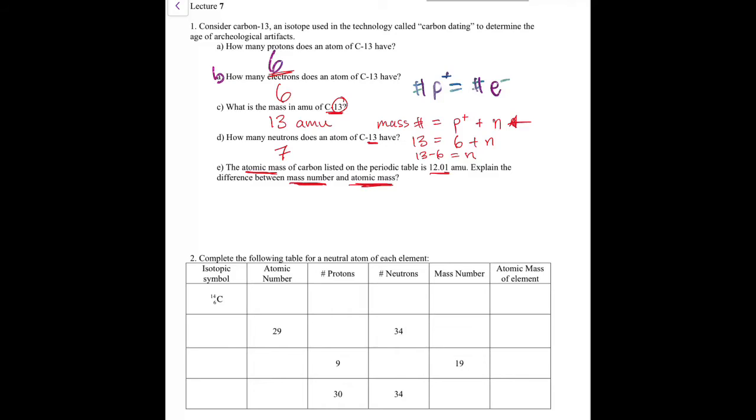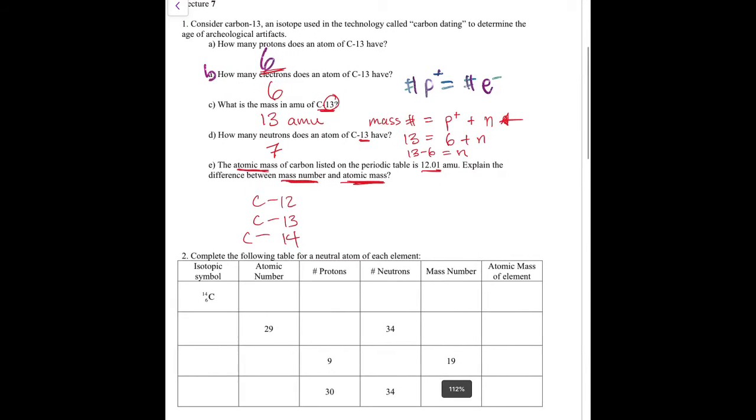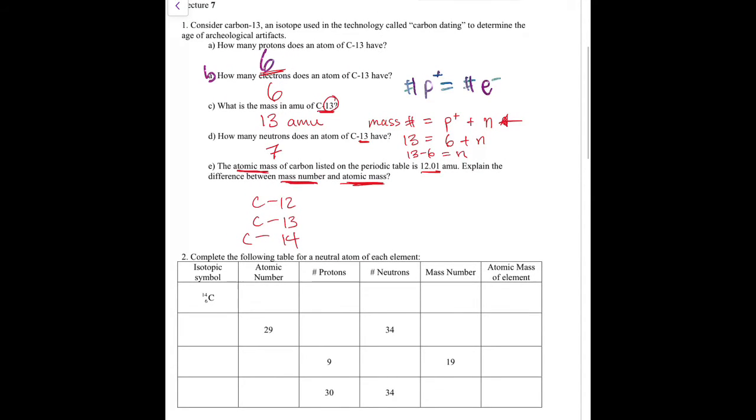So for example, carbon has carbon-12, carbon-13, carbon-14, right? So there are different carbons. Some carbons are 12 AMU, some carbons are 13 AMU, and some carbons are 14 AMU. They have different masses. But if you average them all, they come out to be 12.01 AMU.